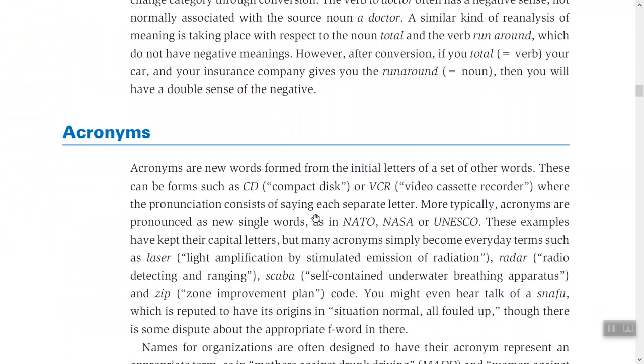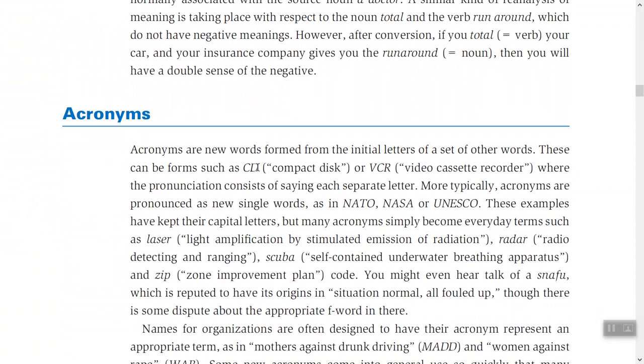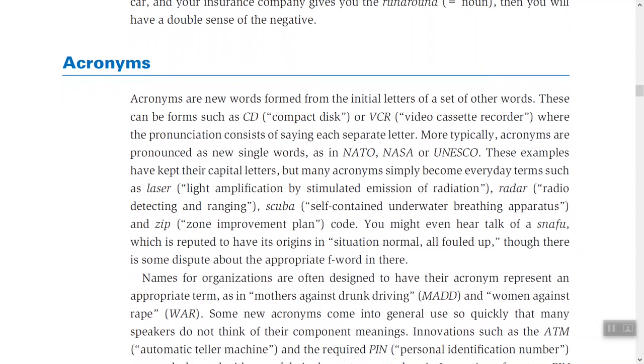Read more and more. We have acronyms. Acronyms are new words formed from the initial letters of a set of other words. This can be formed such as CD, compact disc, or VCR, video cassette recorder, where the pronunciation consists of saying each separate letter. This is the definition. But then NATO, NASA, UNESCO, ISIS, Daesh. You see here, we use the first letter of each word.